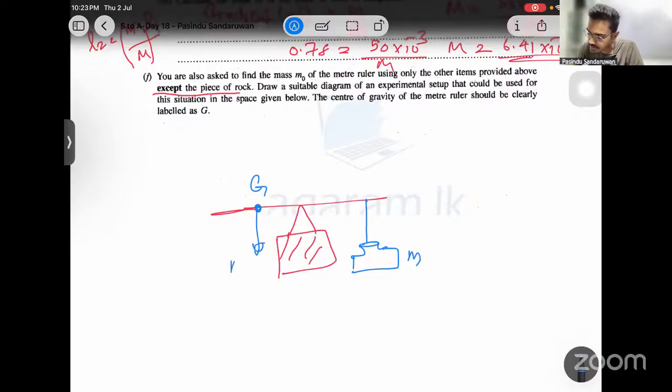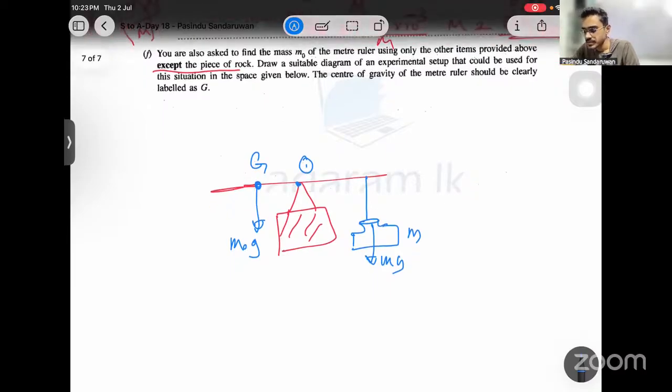Then from here m0 g x, and from here m g x. These two are balanced about this pivot point. That's how it should be. The center of gravity of the meter ruler should be clearly marked, and yes, it is marked now.